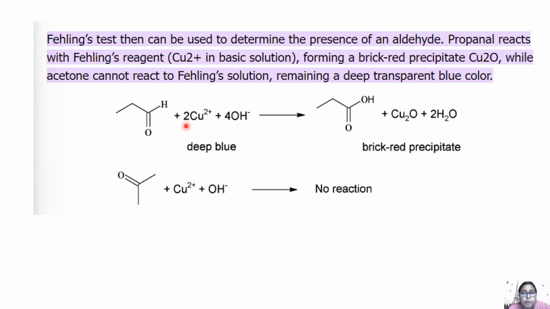So for example, if you see over here, propanal reacts with the Fehling's reagent, forming a brick red precipitate, which is cuprous oxide. While acetone cannot react with the Fehling solution, the Fehling solution remains a deep transparent blue color. So as we know, the Fehling's copper hydroxide forms a complex with tartrate, the Rochelle salt, which is of deep blue color. And when this entire complex reacts with a reducing sugar, it will give a brick red precipitate. So the Fehling's test is positive for propanal, but it is not positive for acetone. So acetone does not give a positive test for Fehling's.